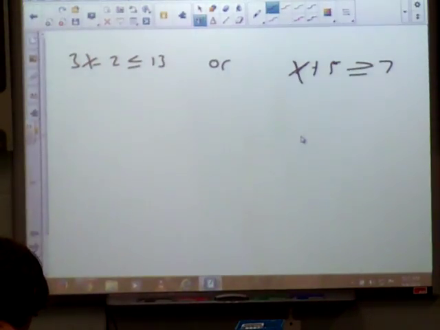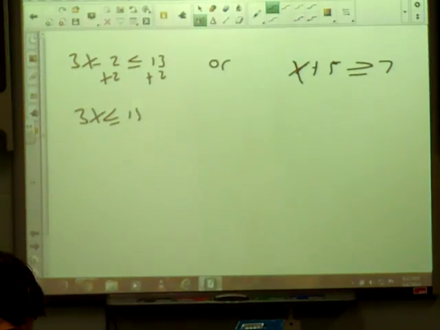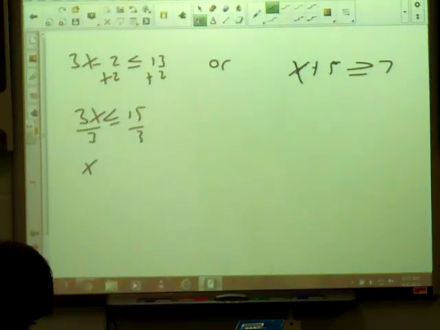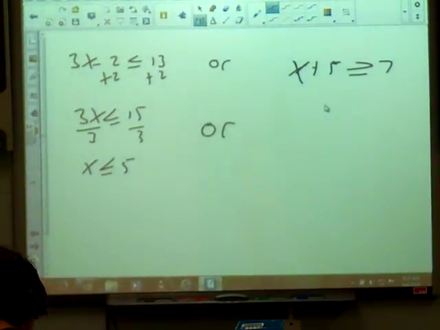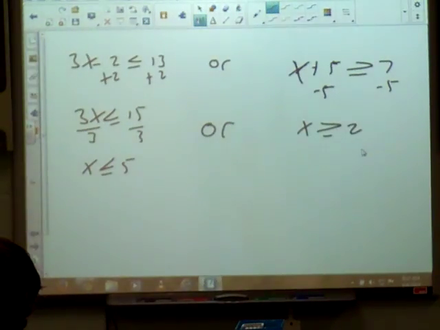Alright. So it shouldn't take you long to solve them, because the only thing that's different is one of the signs. These are the same numbers as the last problem. On that first one, we added 2 last time. Got us 3x is less than or equal to 15. Then we divide it by 3. It's the same as last time. That's x is less than or equal to 5. Or, the only thing that's different on this one is we changed the way the sign flips. We're still going to subtract that 5. X is greater than or equal to 2.